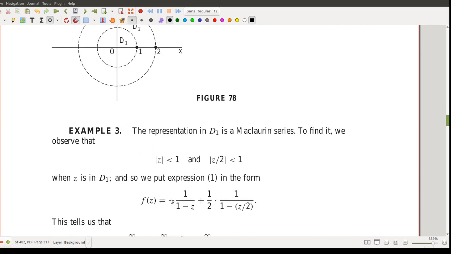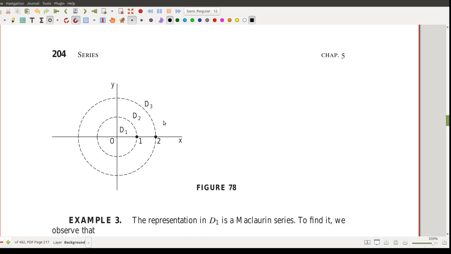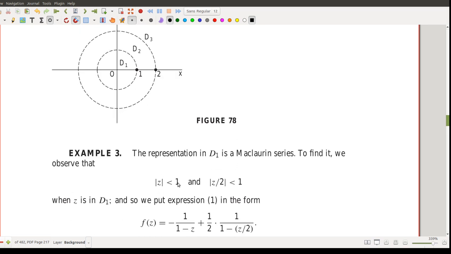The next example is this. Once you have a function like this, suppose we have three regions, D1, D2, D3. D1 is inside mod z equal to 1, that is inside the first or inner circle, and that is this one. This is the region D1, and D2 is the annular region, and D3 is outside this.